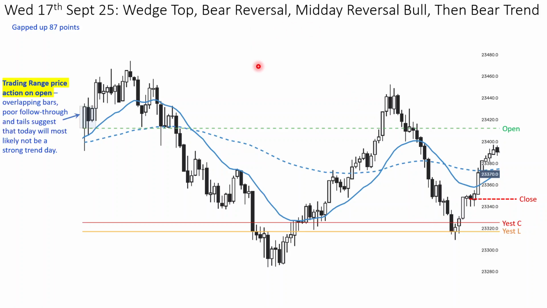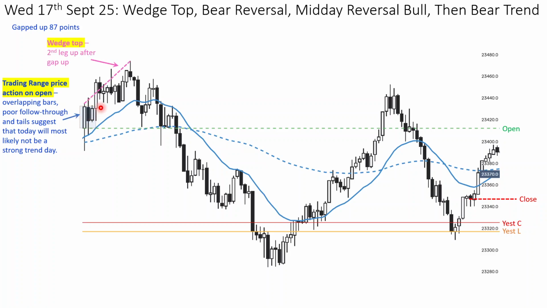At the beginning of the day, we had several overlapping bars on the open with tails above and below, poor follow through. There's a small trading range, which might suggest that today will most likely not be the strongest trend day ever.